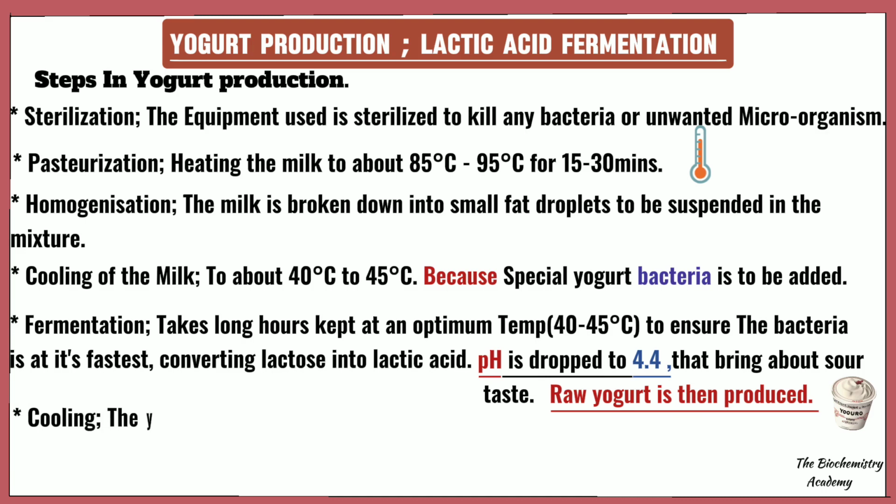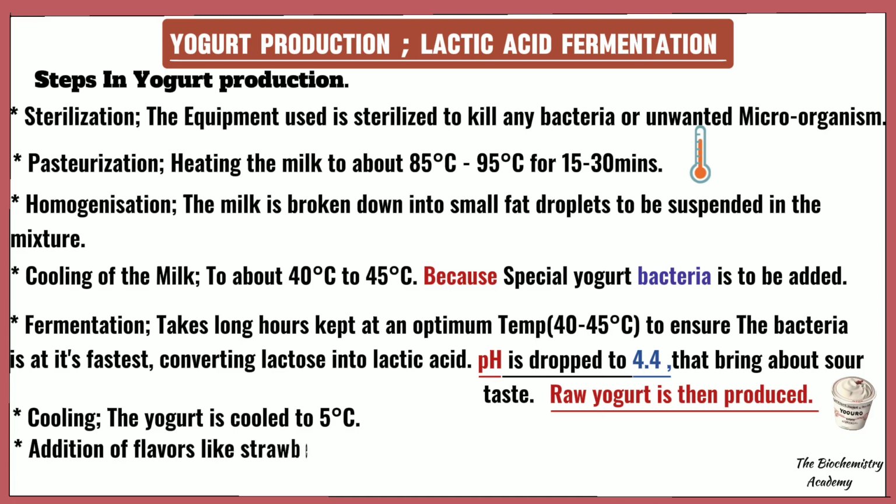Then after coagulation, then comes cooling again. And now this thickened yogurt that is formed is now cooled to around 5 degrees Celsius. Then flavors can be added, and these flavors can be fruits, can be strawberry, depending on how one desires the yogurt to be. And now it's ready to be packaged and stored.